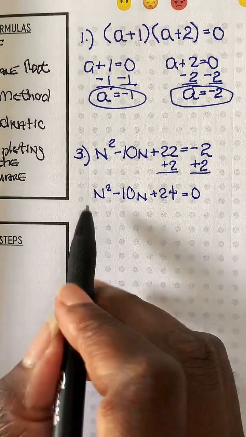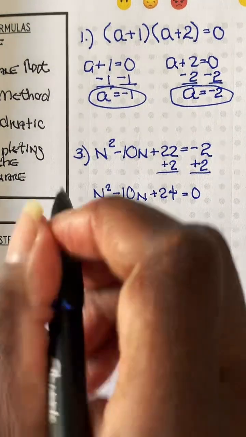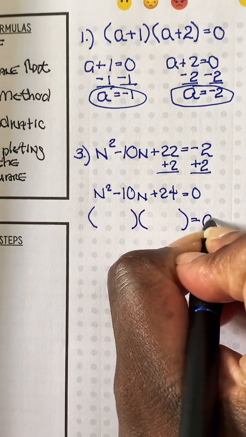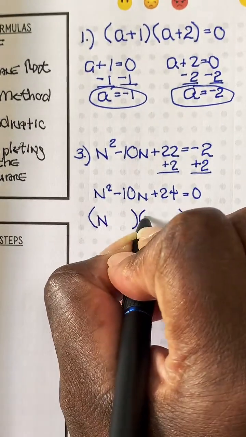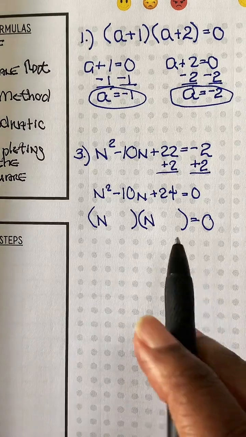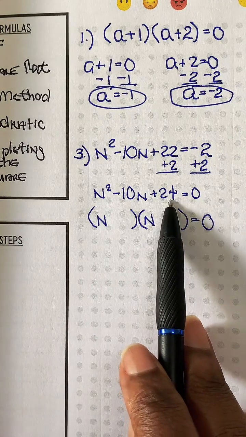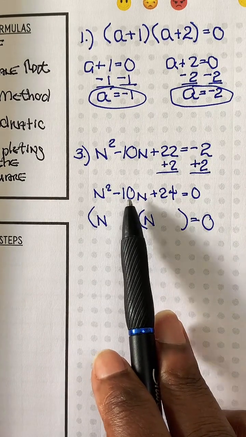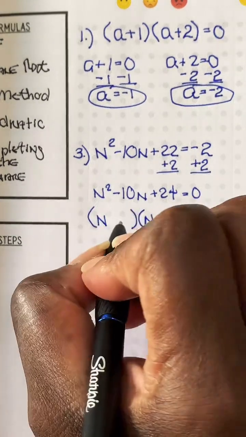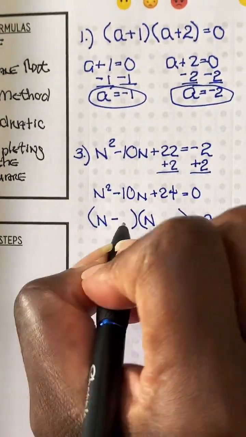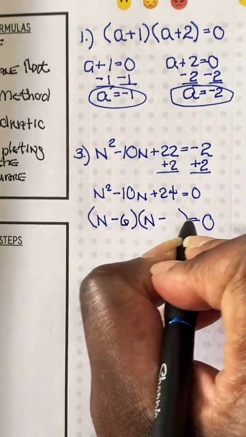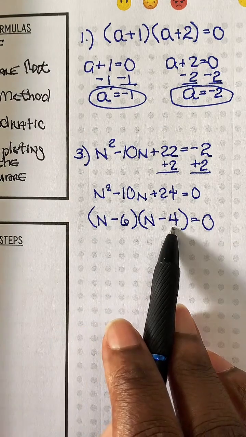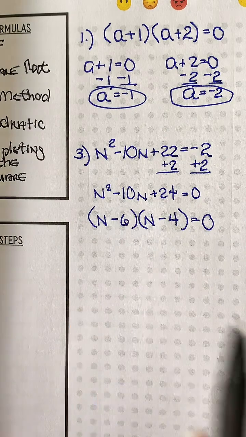So now, knowing that my leading coefficient is 1, I can go ahead and split my n's. So that means I have 1 n here and 1 n here. Now I need to think, what 2 numbers multiplied together will give me 24 and added together will give me a negative 10. If I do opposite, we got negative 6 and negative 4, because a negative 6 plus a negative 4 will give me a negative 10.